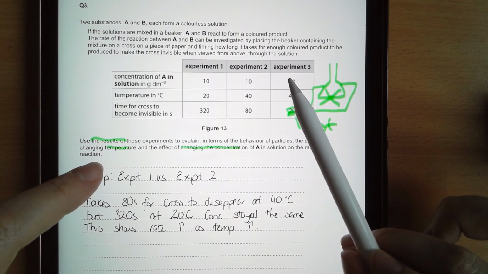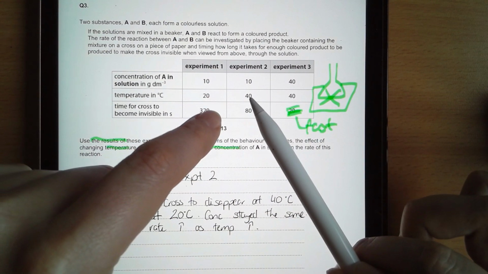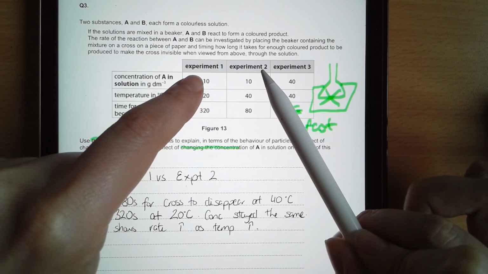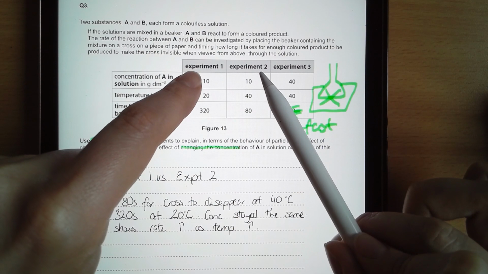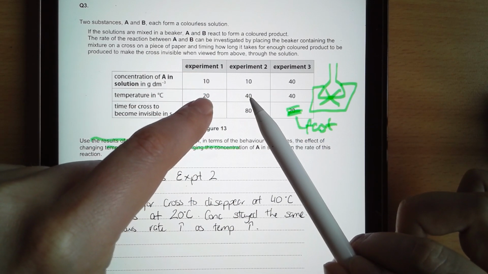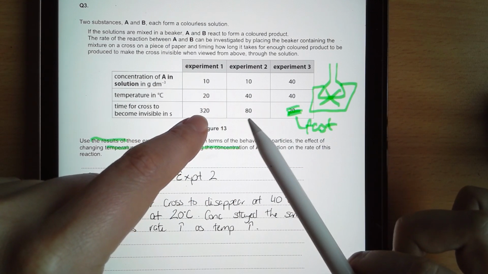And when I want to talk about temperature using this data, I want the temperature to change, but I want the concentration to stay the same. And that's why I'm looking only at experiment 1 and experiment 2. The concentration is the same. The only thing that's changing is the temperature. And when you change that temperature, you'll see that the cross disappears much faster.